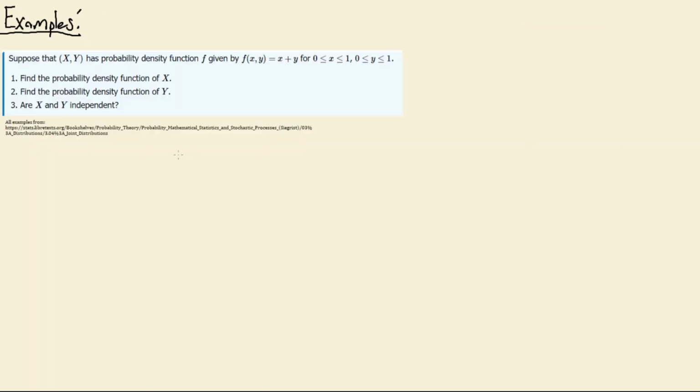And so with that said, let's look at some example problems that involve these joint distributions. Here we're asked, suppose that XY has a probability density function f given by f of x,y is equal to x plus y for values of x ranging from 0 to 1, and values of y ranging from 0 to 1. We're asked to find the marginal probability density function of x, the same for y, and then we're asked if x and y are independent.